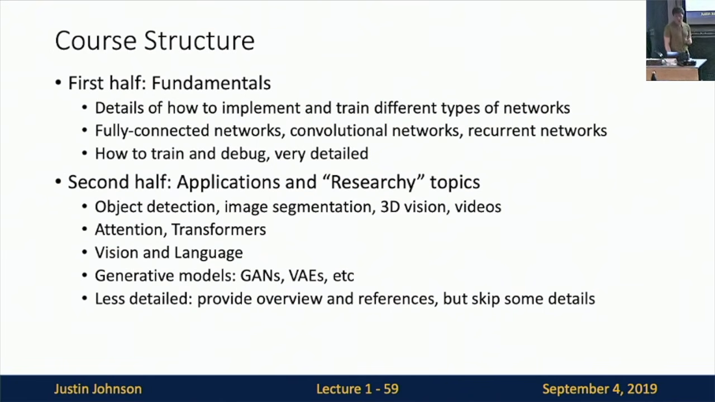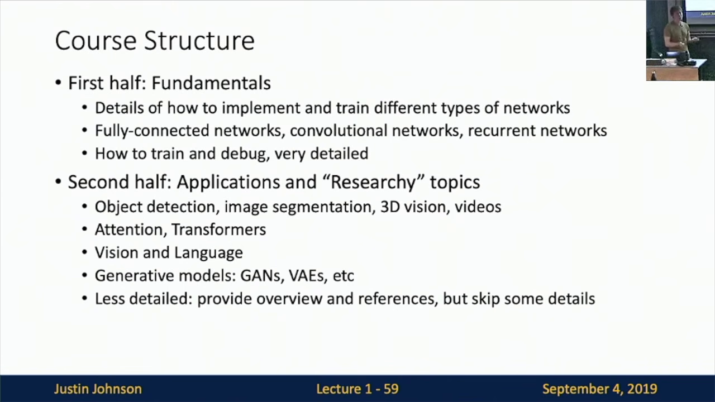So in terms of the course structure, generally the first half of the course will focus on fundamentals. We'll talk about the details of how to implement different types of neural networks. We'll cover fully connected, convolutional, recurrent neural networks. We'll talk about how to debug them, how to implement them, how to train them, and we'll be very detailed. And by the end of this module, you'll basically implement your own convolutional neural network system from scratch.